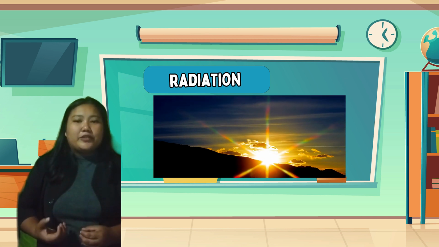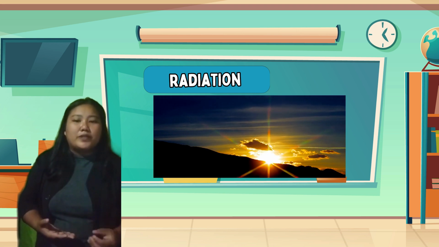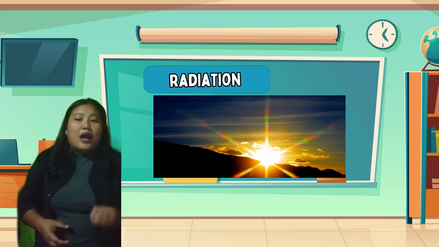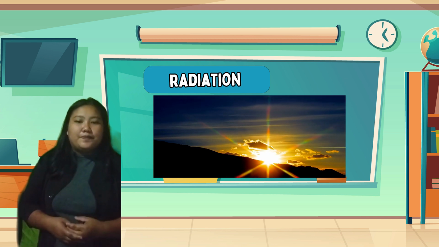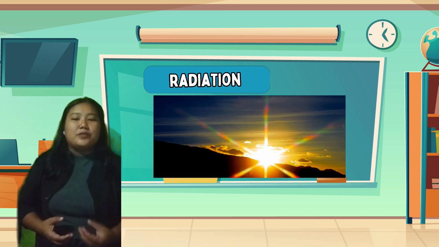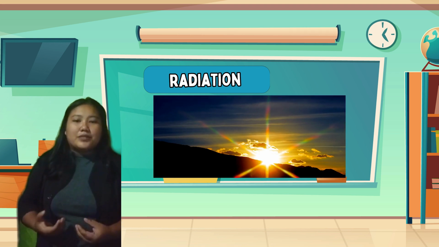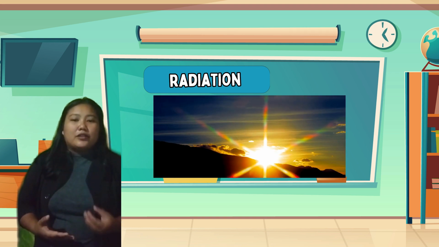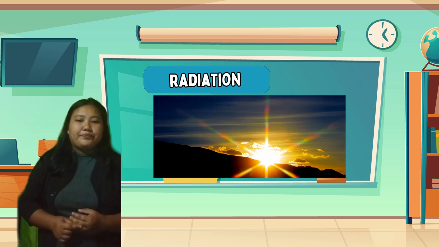All objects emit radiation, but the amount and type of radiation depend on the object's temperature. Hotter objects emit more radiation at shorter wavelengths. An example of that is visible light and ultraviolet radiation, while cooler objects emit less radiation and at longer wavelengths, which is the infrared radiation.